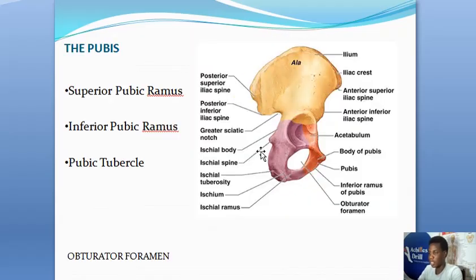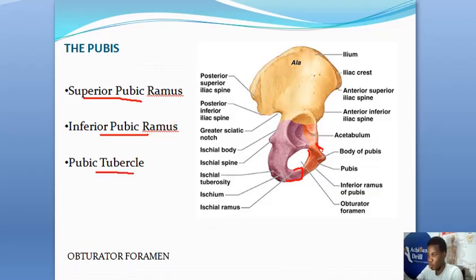Let me say one thing about the pubis before I move on. We've explained the inferior pubic ramus, which joins with the ischial ramus to form the ischiopubic ramus. Now there is also a superior pubic ramus, and that's this extension upward. This upward extension right here is the superior pubic ramus.